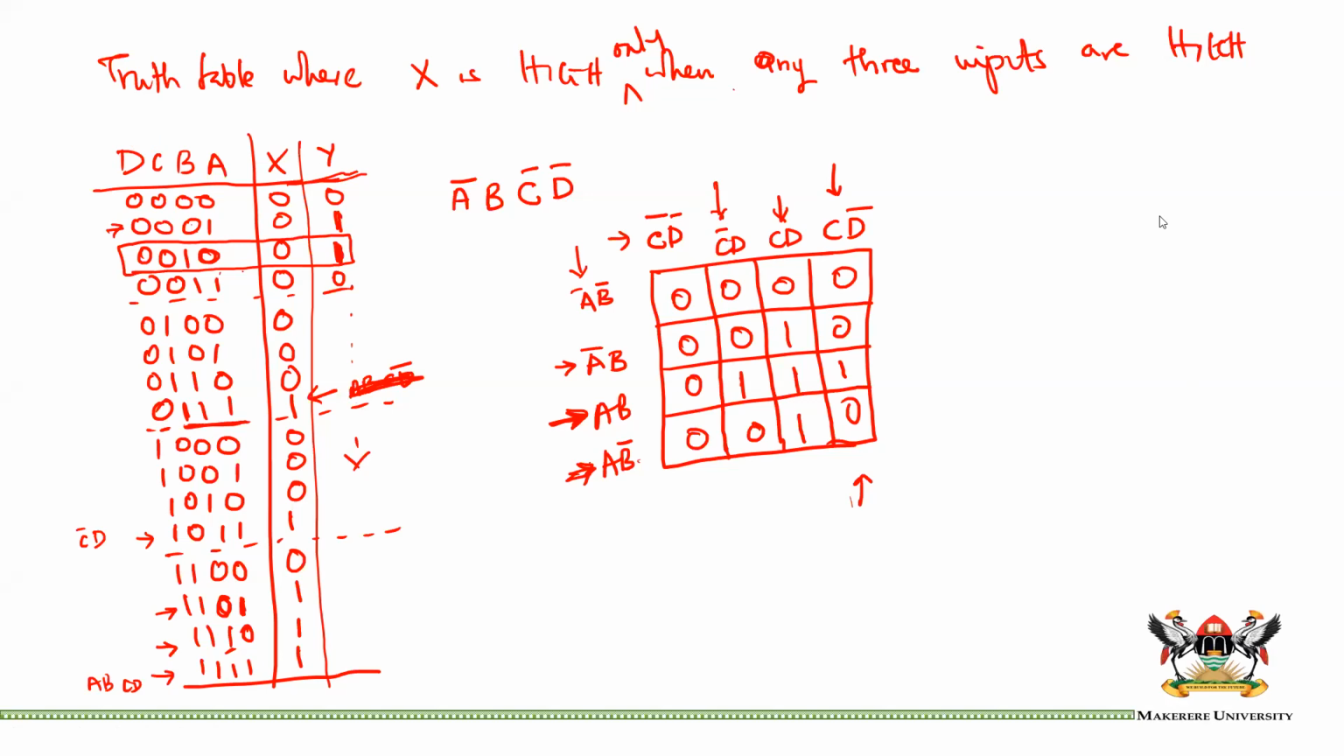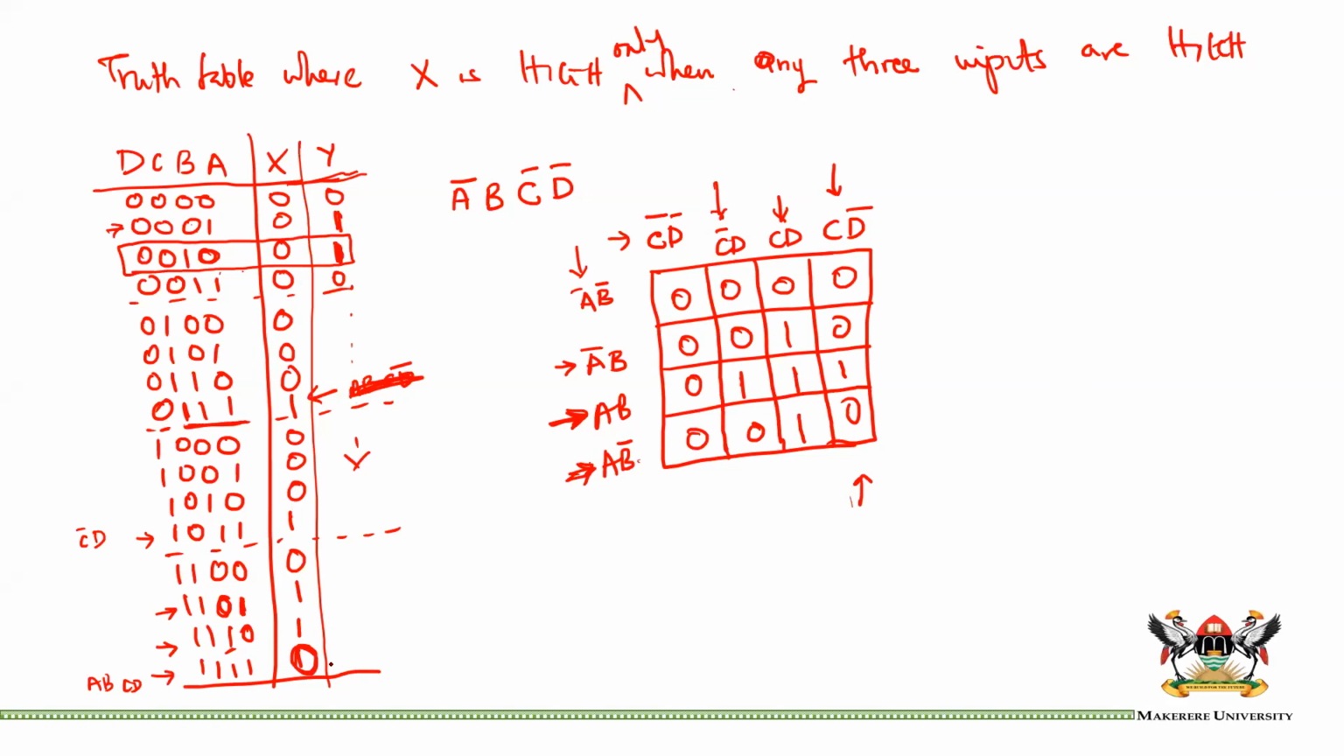Yeah, the statement is saying truth table where X is high only when any 3. Then I think, doesn't that make ABCD a 1 also? So you're saying any 3. By the way, we might have a mistake. X is high only when any 3 inputs are high. Okay, so that should be a 0, by the way, right?